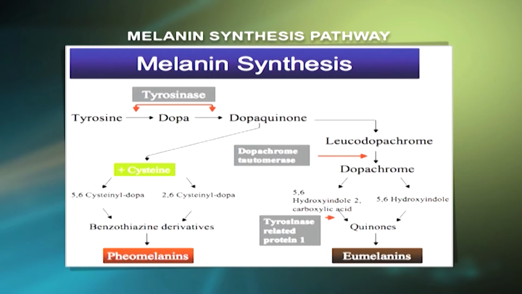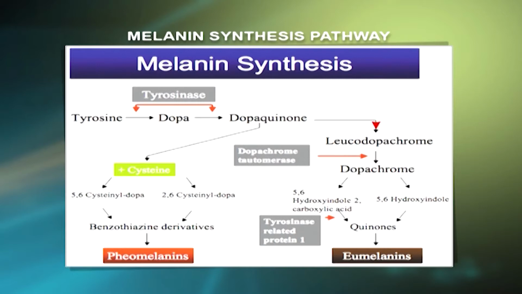Similarly, dopaquinone combines with cysteine to form 2,6-cysteinyl DOPA, which gives rise to a benzothiazine intermediate, and finally to pheomelanin. Also, dopaquinone can be converted to leukodopachrome and follow two more pathways to the eumelanins.